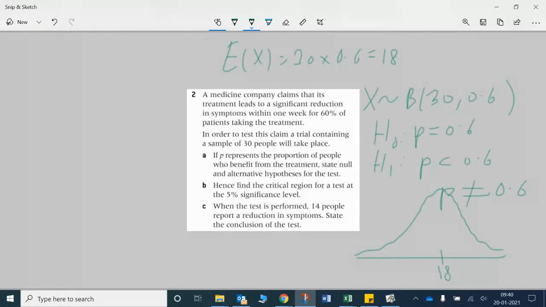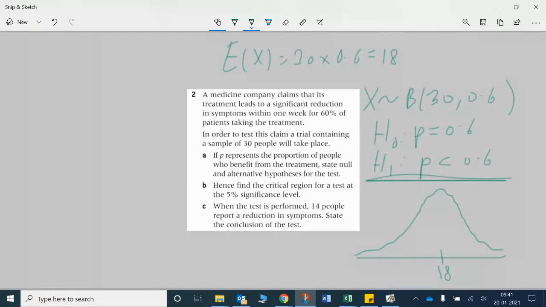Now, the question doesn't look at it from that point of view. The question thinks that the claim is high and expects that there's going to be fewer people who actually experience these reductions in symptoms. So that's why they're doing a one-tailed test. Now, I think from the point of view of an exam question, there'd need to be a little clearer wording for you to understand that this is definitely a one-tailed test. Okay, so I think there needs to be another little statement in here saying something like, it is thought that the medicine is not as effective, therefore state the alternative hypothesis.